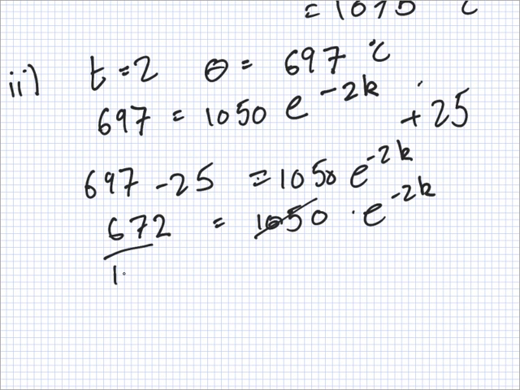Okay. Can you tell me if this fraction simplifies? 672 divided by 1050? I think you can at least divide it by 2. What does it simplify down to? Oh great, 16 over 25 equals e^(-2k). Abdullah, what should I do next? Yes. So, now I'll put ln here.